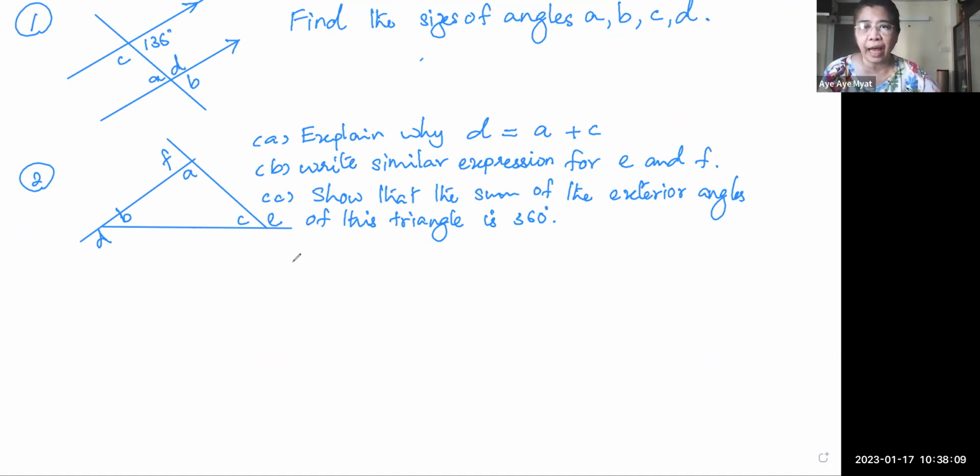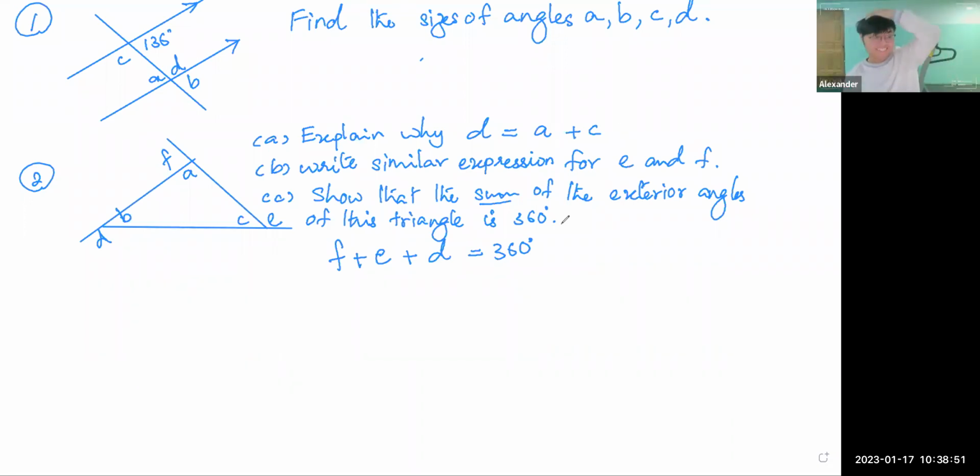Show that the sum of the exterior angles of this triangle is 360 degrees. The triangle's exterior angles: F plus E plus D is equal to 360 degrees.